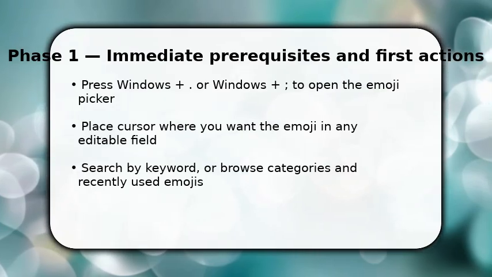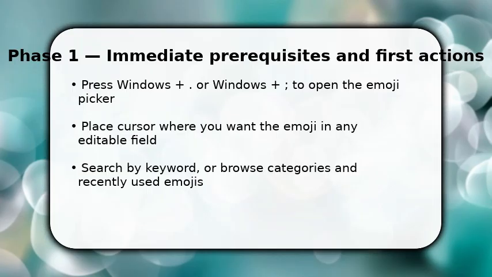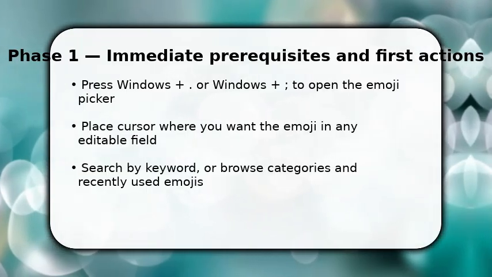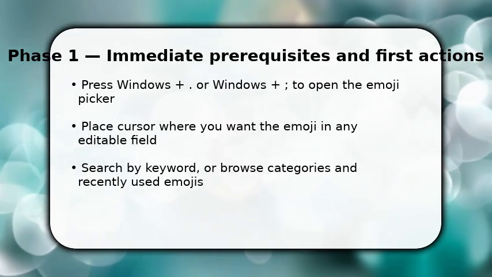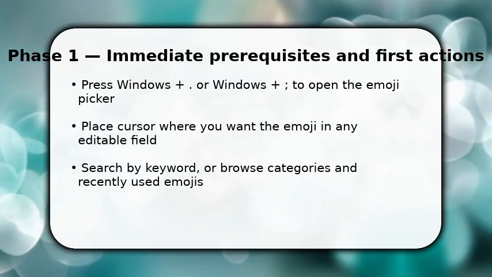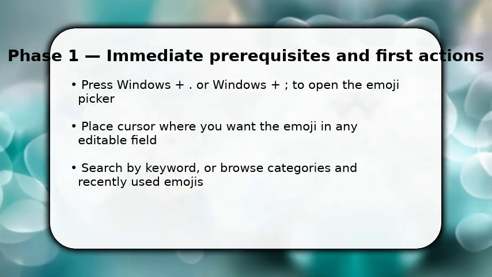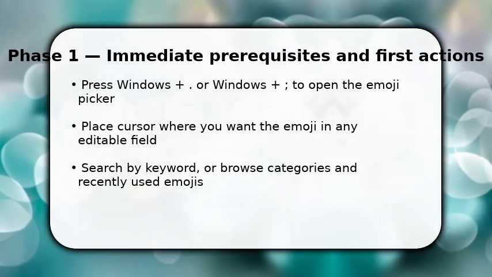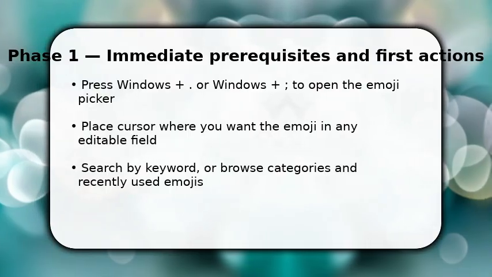Enjoy the video. You start by opening the built-in emoji panel. Press Windows plus period, or Windows plus semicolon, and it appears. Make sure the text cursor is active in the chat, document, or form you're using. Once the picker is open, you can type a keyword to filter or scroll through categories to find faces, symbols, or flags. This method works system-wide, so you know why it's preferable. It's fast, consistent, and requires no third-party app.